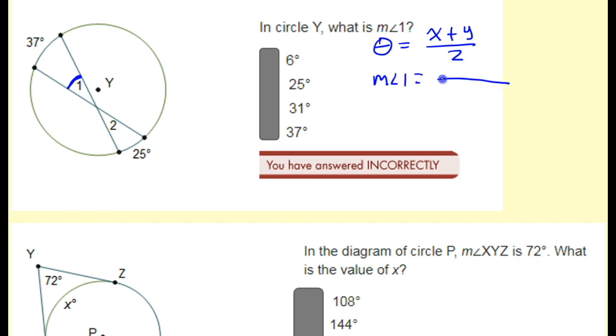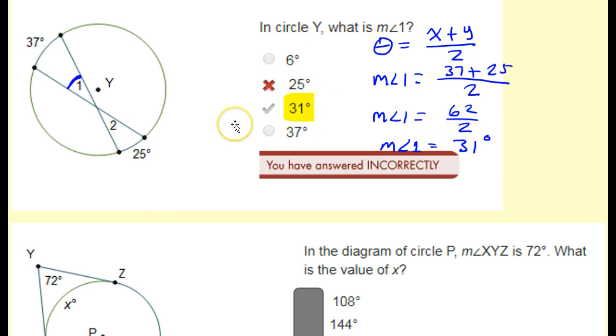So the one arc is 37, the other arc is 25, and that's going to be divided by 2. So that's 62 divided by 2. So that means that the measure of angle 1 is 31 degrees. Boom!